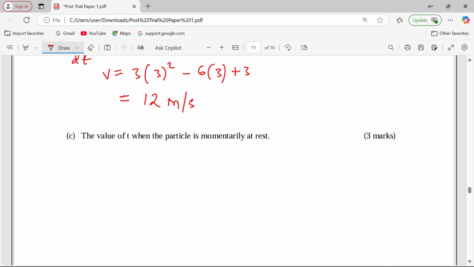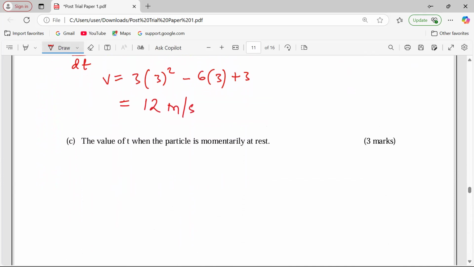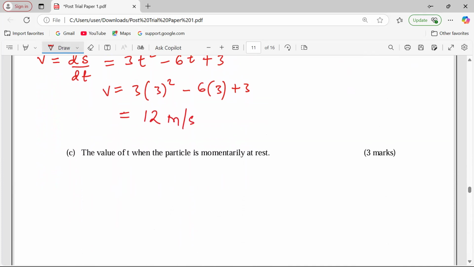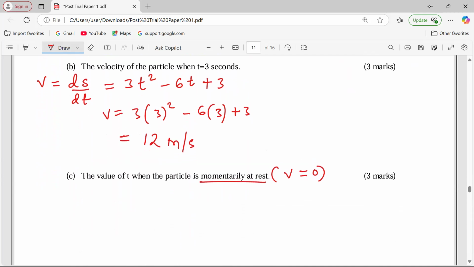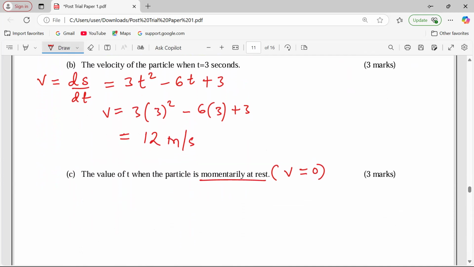Look at part C. Find the value of t when the particle is momentarily at rest. Momentarily at rest means when the value of v is equal to 0. Momentarily at rest means velocity becomes 0. That's what it means by being at rest. Therefore, we take the velocity function and we equate it to 0. 3t squared minus 6t plus 3 equals 0.